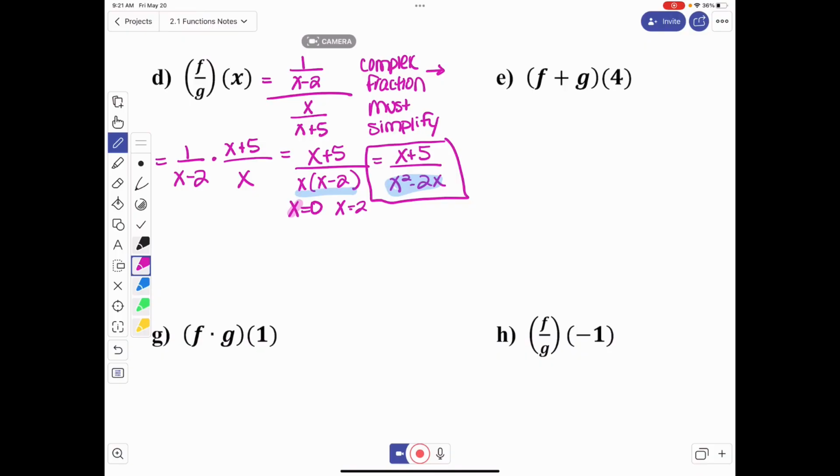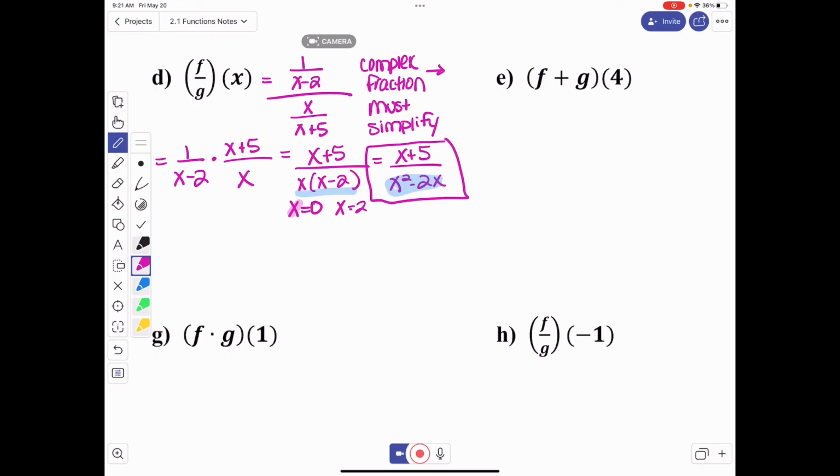Okay, so now for E. We have already done all these. Like, we've already done f plus g, and then it says a 4. So we can just refer back to A, and now we're just going to plug in 4 everywhere we see x. So I have 1 over 4 minus 2 plus 4 over 4 plus 5. So we'll get 1/2 plus 4 ninths, and 1/2 plus 4 ninths will give me 17 over 18. And then always give reduced fractions. Reduced fractions are best. And we don't have to do the domain on these.